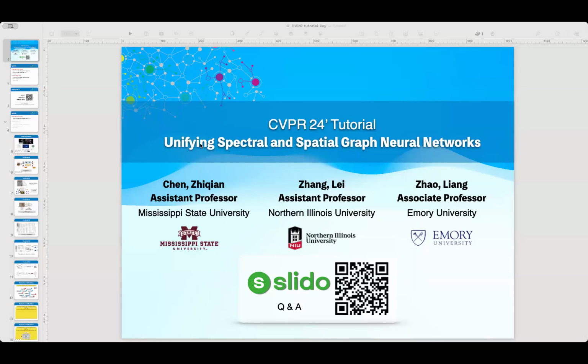Yeah, so now the remaining question is how we define the Fourier transform on graph data, because, as you may know, the Fourier transform in traditional research is normally applied to image data or time series data. So now we need to define not only the Fourier transform, but also the inverse Fourier transform on graphs.